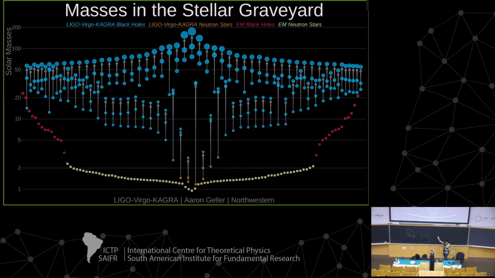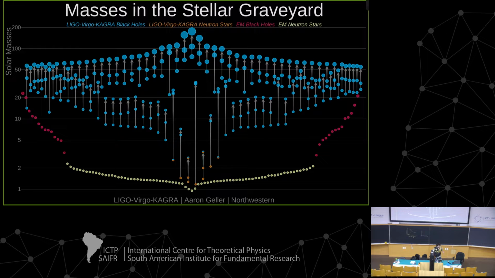This is the current landscape of gravitational wave observations. What you see here are the various masses of the progenitor black holes that have been observed merging in the universe, with the final mass of the remnant. The x-axis is just for aesthetics.